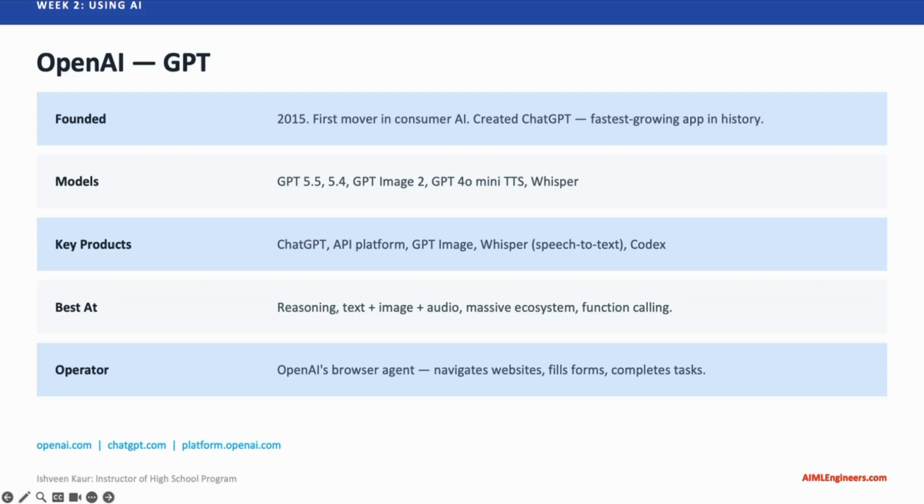GPT 5.5 is one of their latest, and it's stronger with reasoning, and it can also handle text, images, and audio in one model. And GPT Image 2 is their image generator, and Whisper does speech to text, and it's actually open source. Similar to Anthropic, OpenAI has their own coding agent called Codex, and this is often in competition with Claude Code.